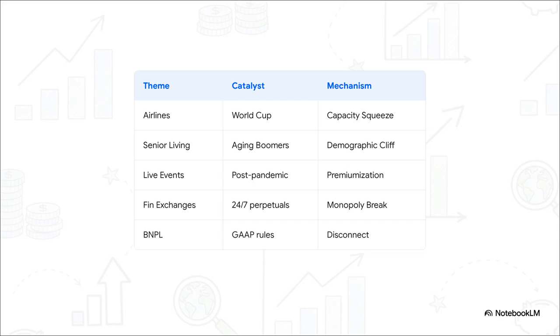Then, let's look at structural shifts in finance. The playbook right now suggests shorting incumbent exchange monopolies, like CME and CBOE, as new 24/7 equity index perpetuals break their grip. Instead, the move is to buy early adopters, like Robinhood and Coinbase.